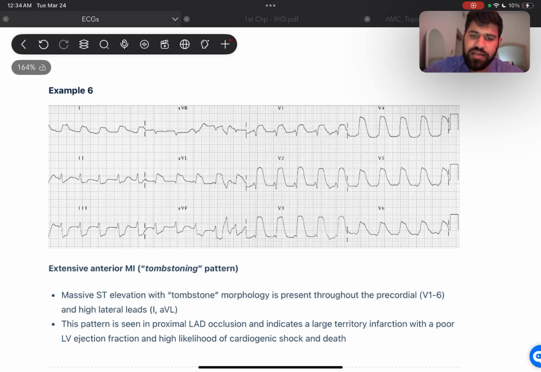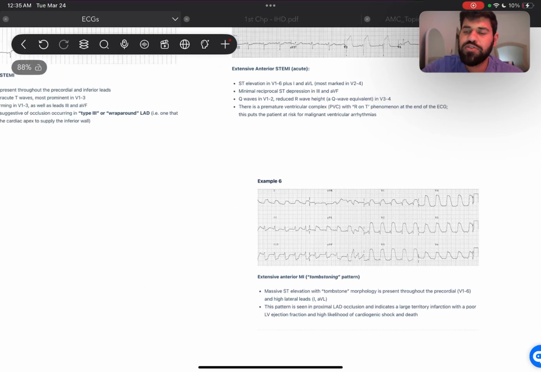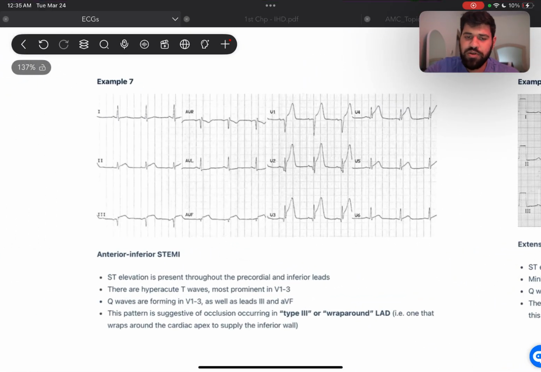Then this is the tombstoning pattern. You should all remember this. And these tombstones that you can see from V1, 2, 3, 4, 5, 6. I mean, it's not that prominent in V6 as compared to V4 and V5, and it's present throughout V1 to V6 and even in the higher lateral leads 1 and AVL, and it is seen in LAD occlusion and indicates a large territory of infarction because all of these leads are getting affected, and there's a very poor left ventricular ejection fraction and high likelihood of cardiogenic shock and death. So this is an emergency at that point.